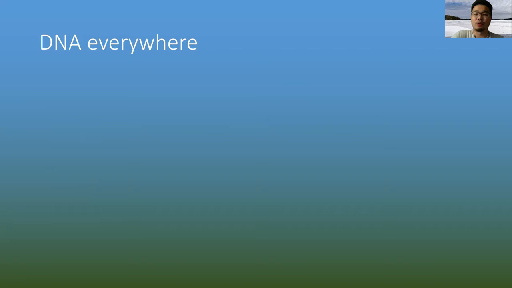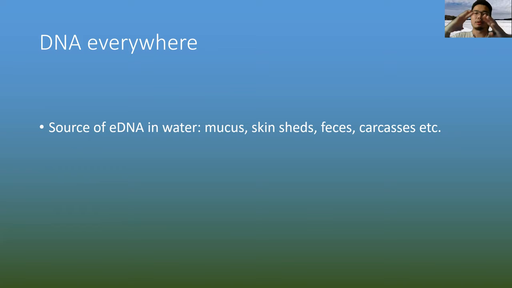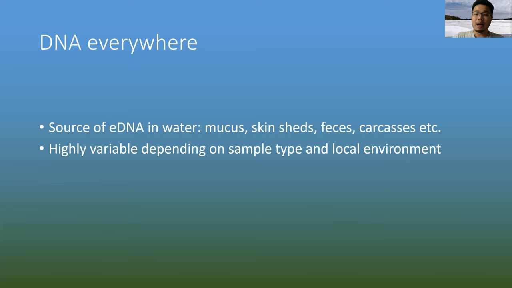The source of eDNA in water. Now we narrow down our scope to the water. It comes from a lot of things. Everything living in the water travels through water and leaves a trace of DNA in the water. First, the big thing is mucus. If you're looking at a fish, the skin of a fish is permeable, so constantly they're releasing their tissues into the water. The mucus contains a lot of fish DNA. The skin sheds, the feces, the carcasses, everything that you leave in the water will leave a DNA signal.